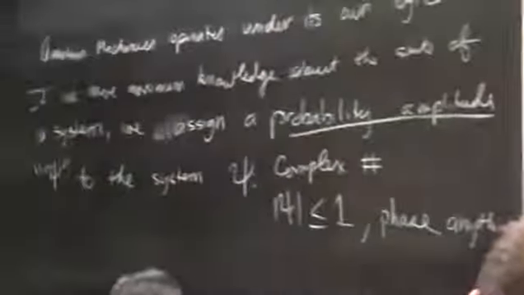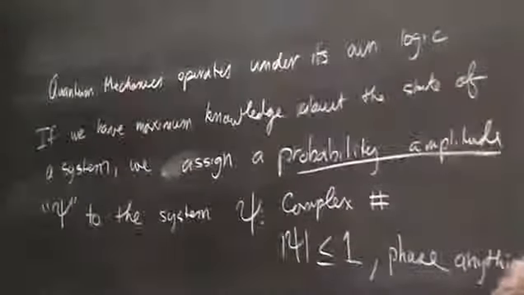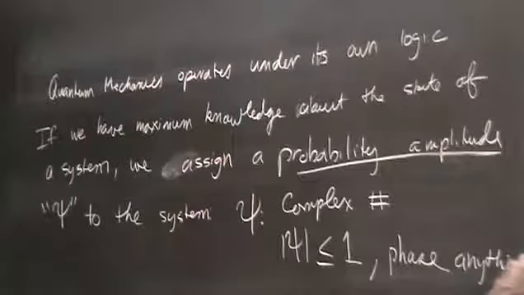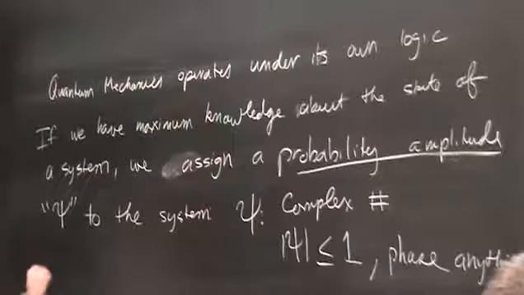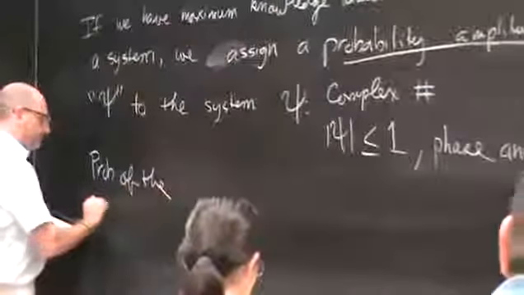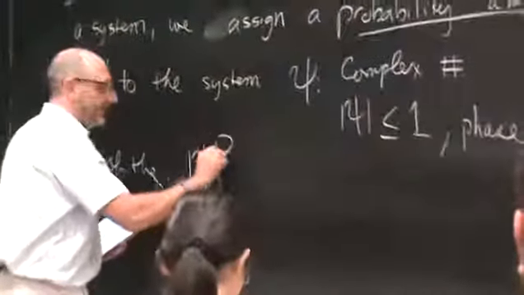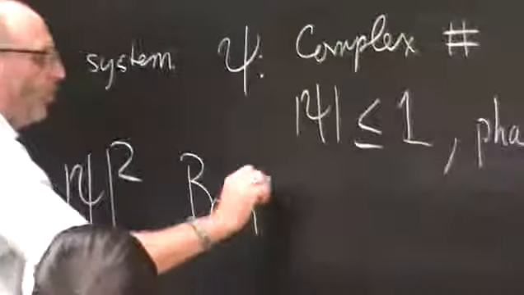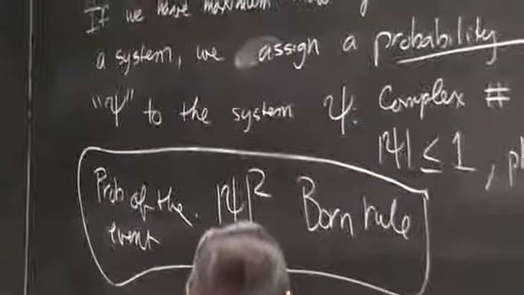If you're rusty on your complex numbers, you better review them. And the rules of quantum mechanics say that if there is an event, we assign a probability amplitude to that event. The probability of the event is then given by the square of the amplitude. This is the so-called, the famous Born rule. And this is the whole story.